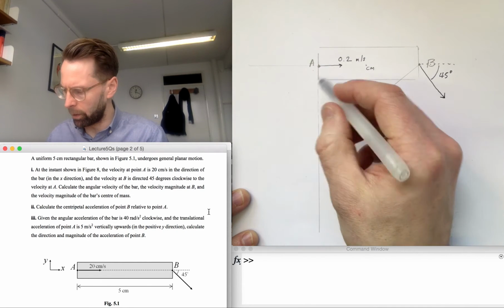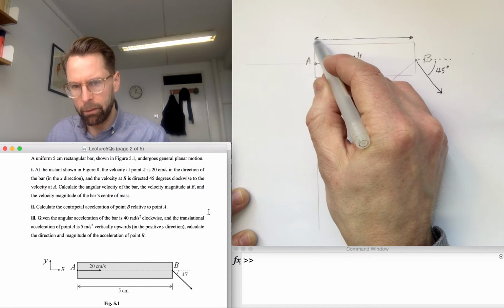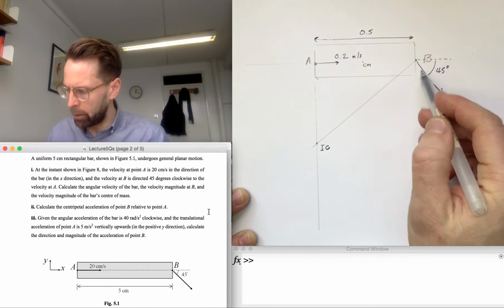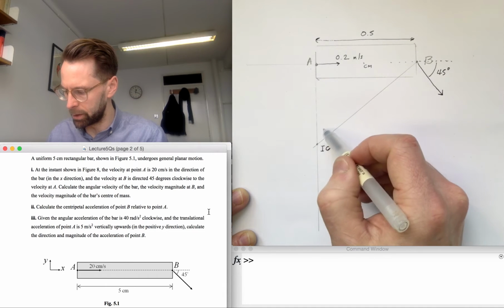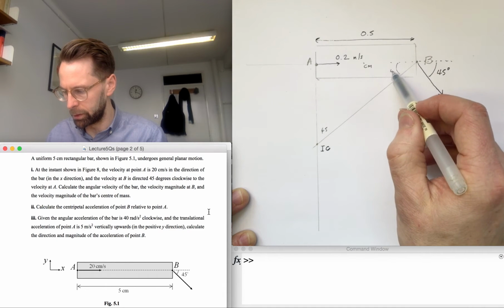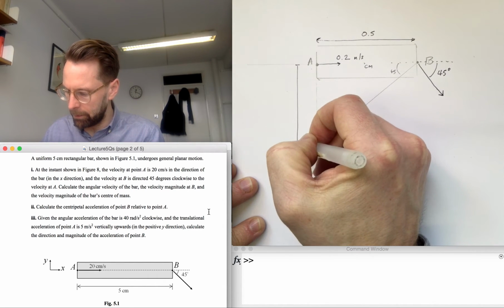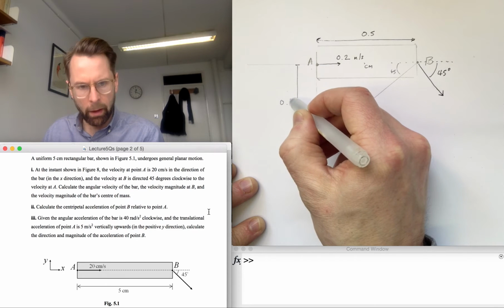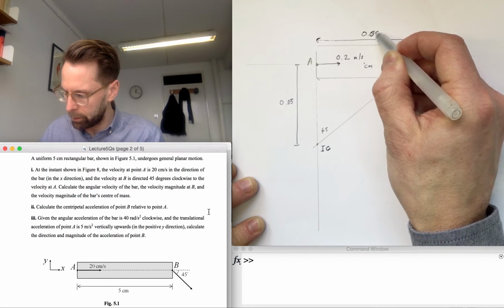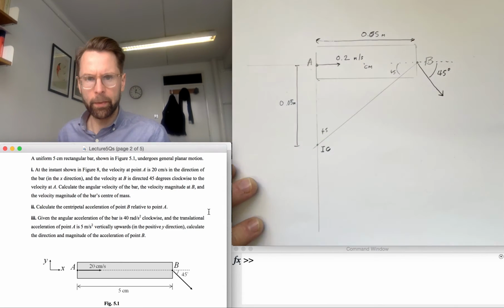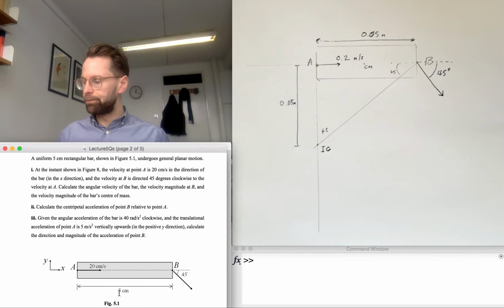This length here is 0.5, and because this is 45 degrees, it's not a great sketch, but this will also be 45 and that will also be 45. So that means that this length here is also 0.05 meters, because it's given us that the length of the bar is 5 centimeters in the question.